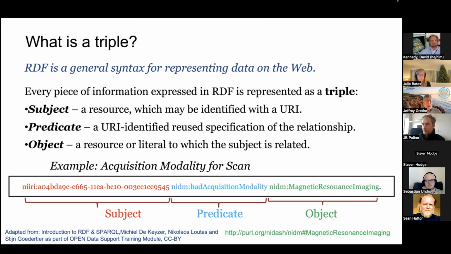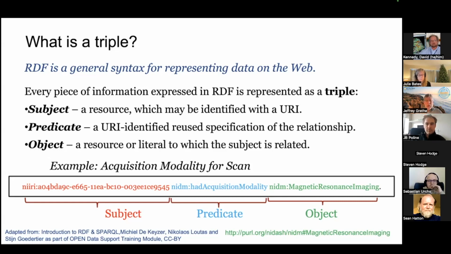The subject is a resource. In the example below, that's a scan that is defined in NIDM, and you'll notice it has a unique identifier. There's a UUID attached to that scan. There's a predicate that defines the relationship. So here, that has an acquisition modality. And then the object is the modality based on that relationship, right? That is what the object points to.